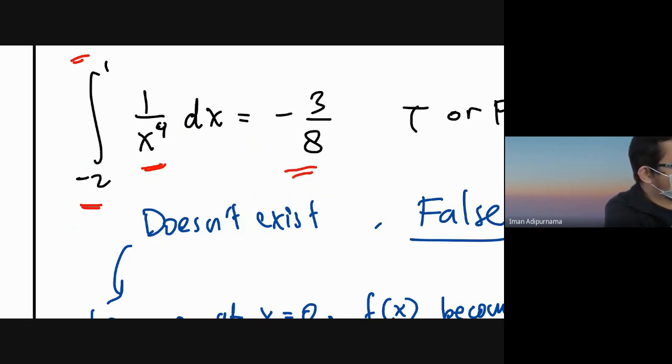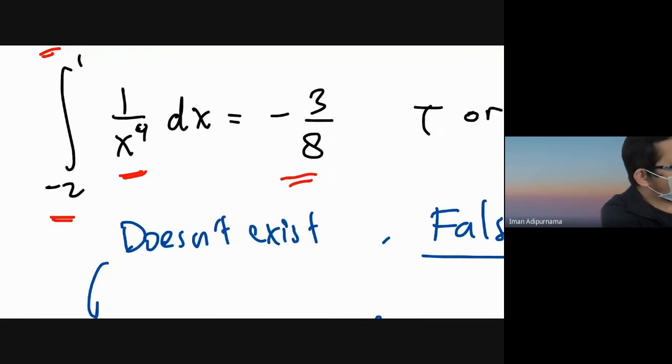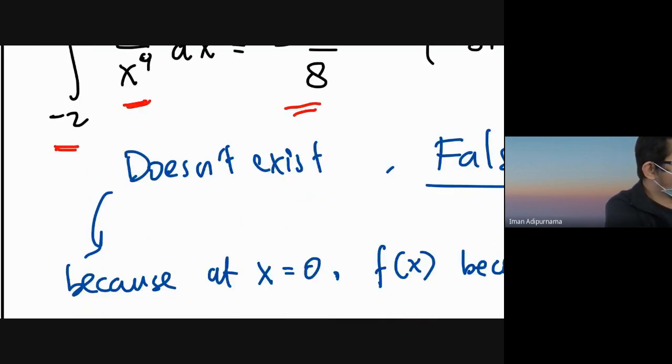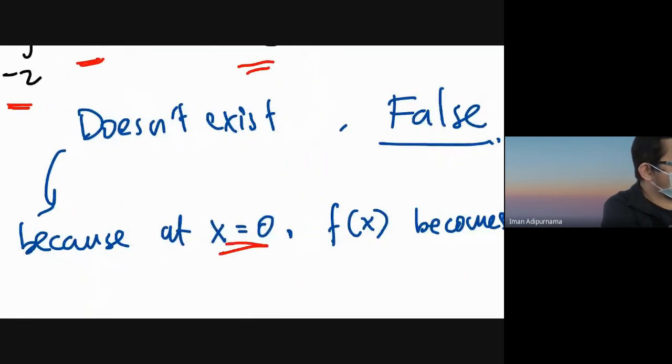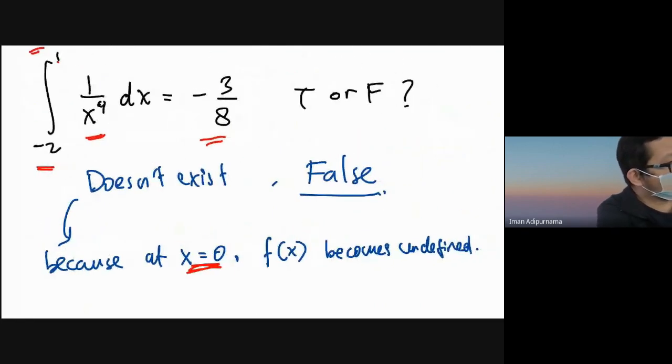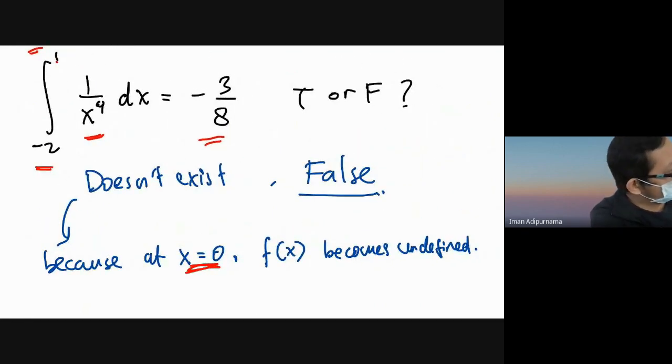But if you look at the integral that starts from -2 to 1, when you look at the function 1 over x with power of 4, at x equals 0 the function itself becomes undefined, or some part of the function will go to an infinite value. So, the integral will not exist. It is false.